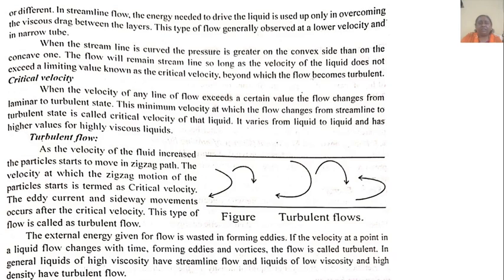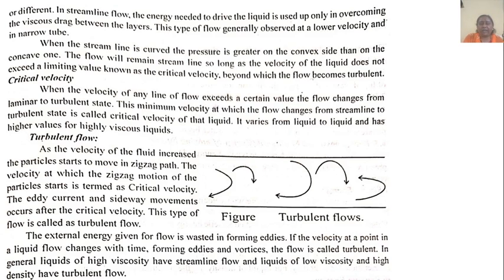Now, what is critical velocity? When the velocity of any line of flow exceeds a certain value, the flow changes from laminar to turbulent state. This minimum velocity at which the flow changes from streamline to turbulent state is called the critical velocity of that liquid. It varies from liquid to liquid and has higher values for highly viscous liquids.